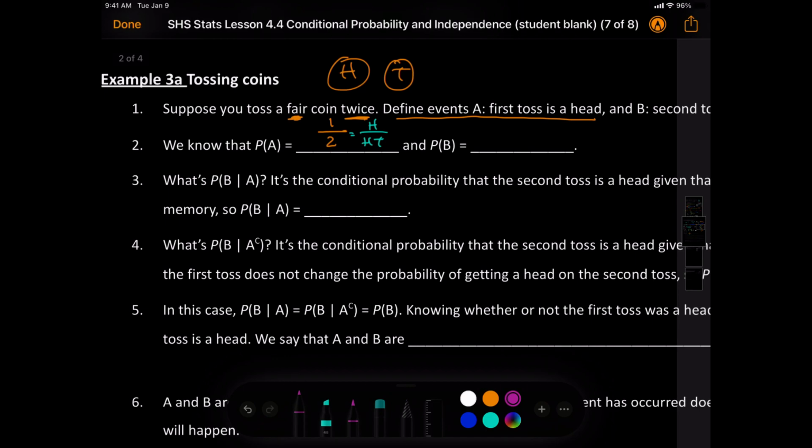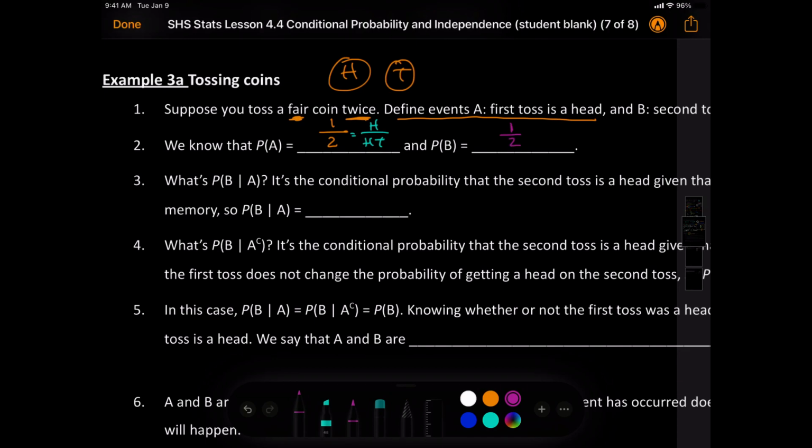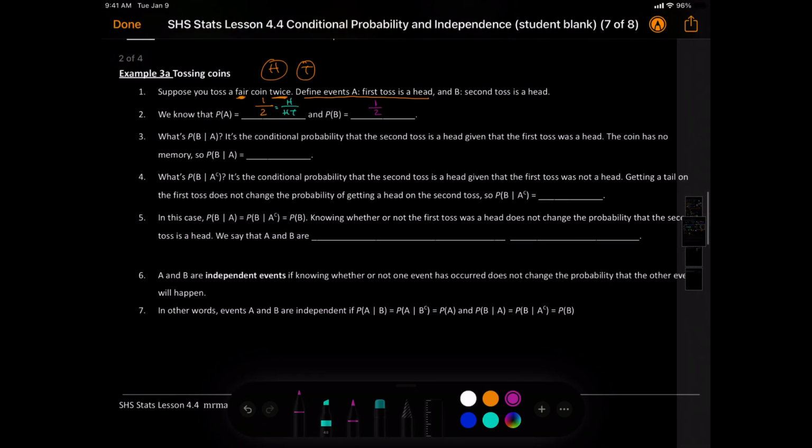Okay, and for the probability of event B, pretend now you just picked up the coin and you're going to flip it again, and it's only 1/2. It's still going to be 1 out of 2. It hasn't changed. Okay, so what's the probability of event B given event A? So what's the probability of flipping a head a second time given that the first one was a head? It's the conditional probability that the second toss is a head given that the first toss was a head. The coin has no memory. So the probability of getting a head, given that you've already flipped a head, is still 1/2. The probability hasn't changed.